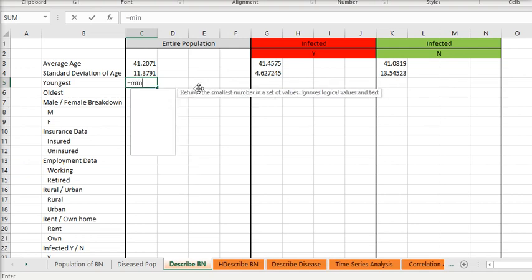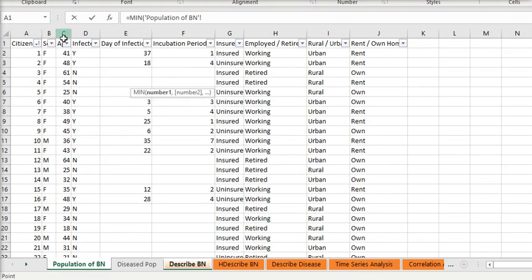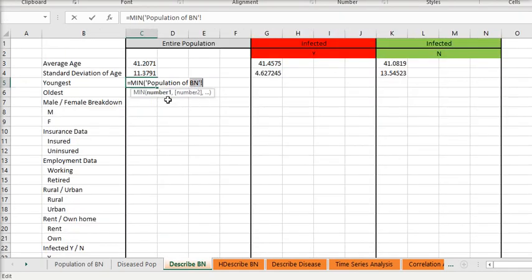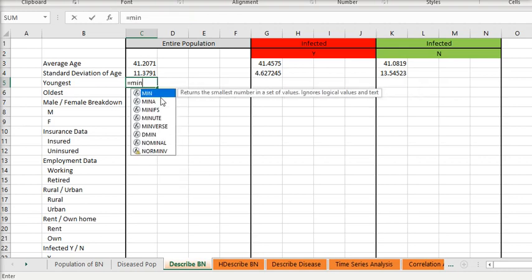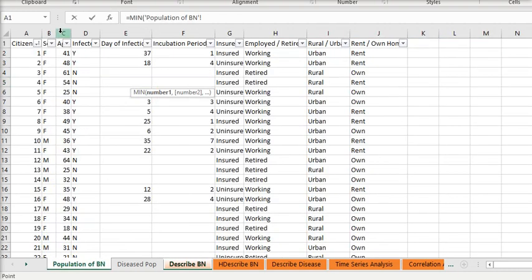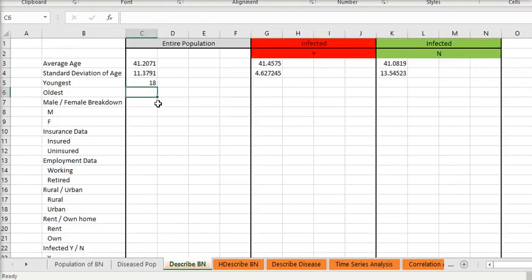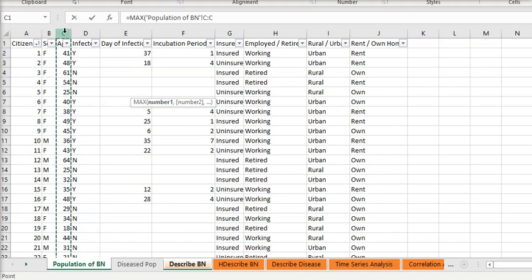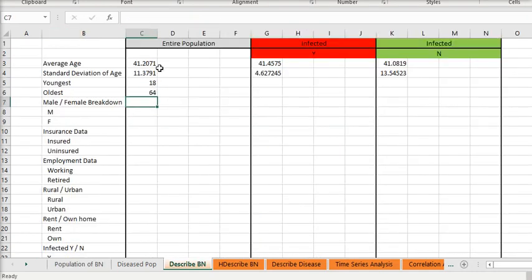So we're going to do an equals min, and that's going to give us the smallest number in a set of values. So we're going to go min and age. Next, we're going to go max and age. Now, I didn't want to go younger than 18 for zombies because that's a downer to think about kids getting infected. And then 64, I don't know, I guess a downer for elderly too.